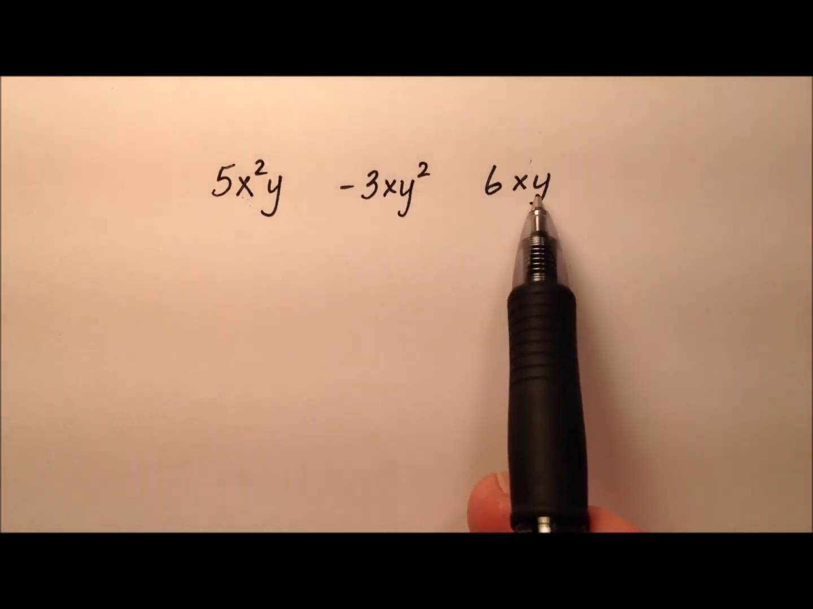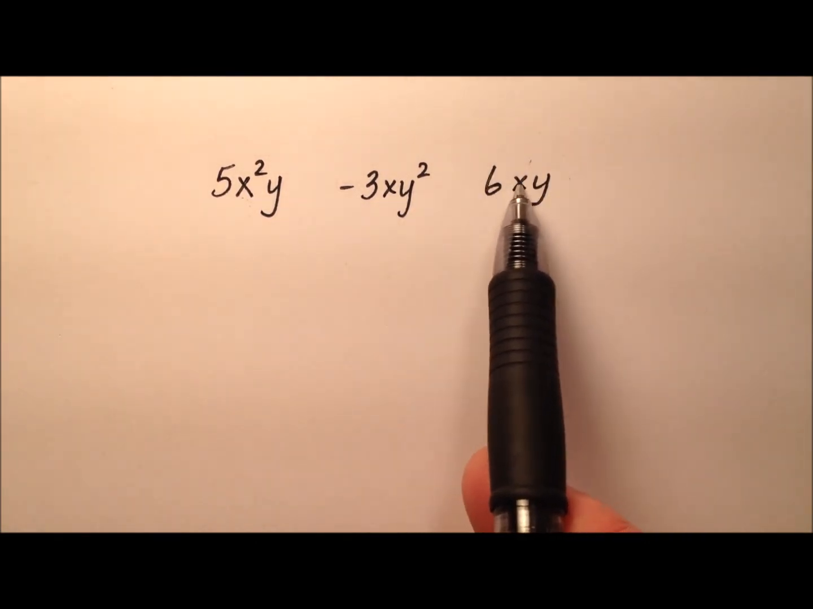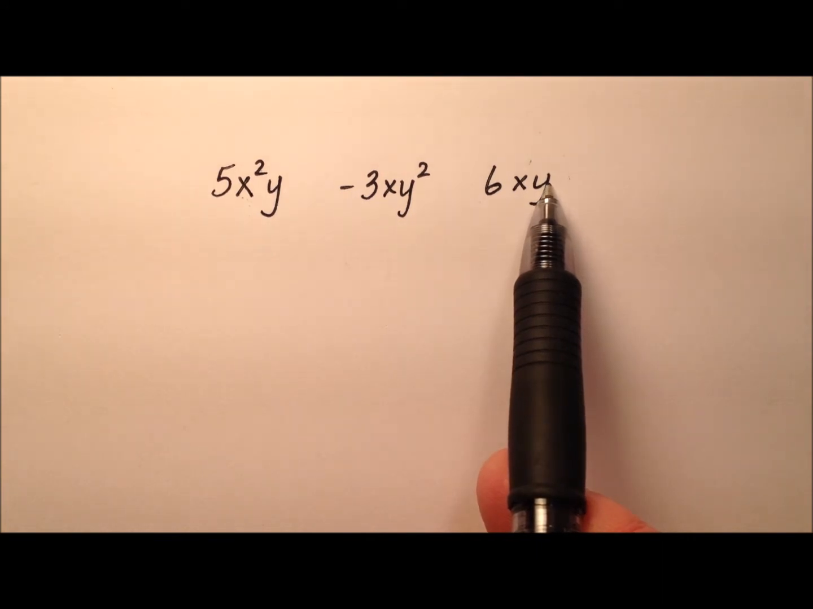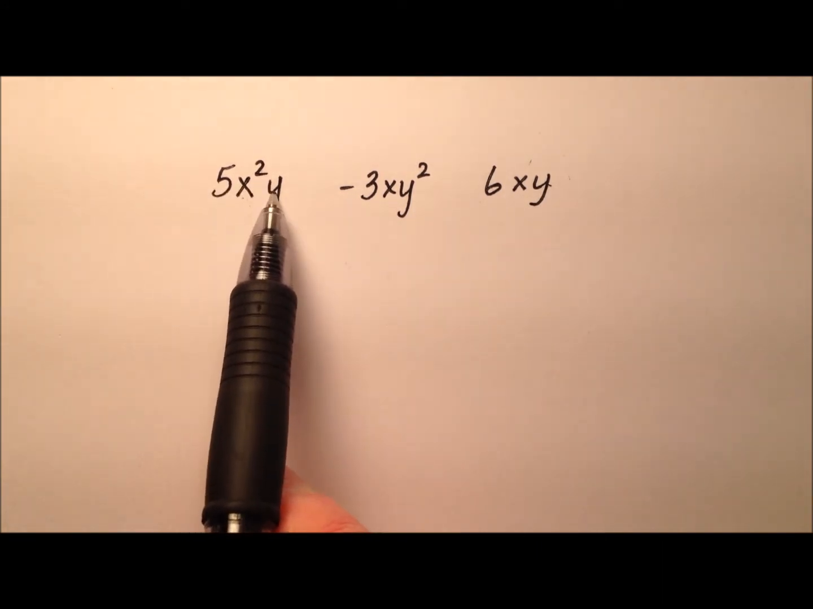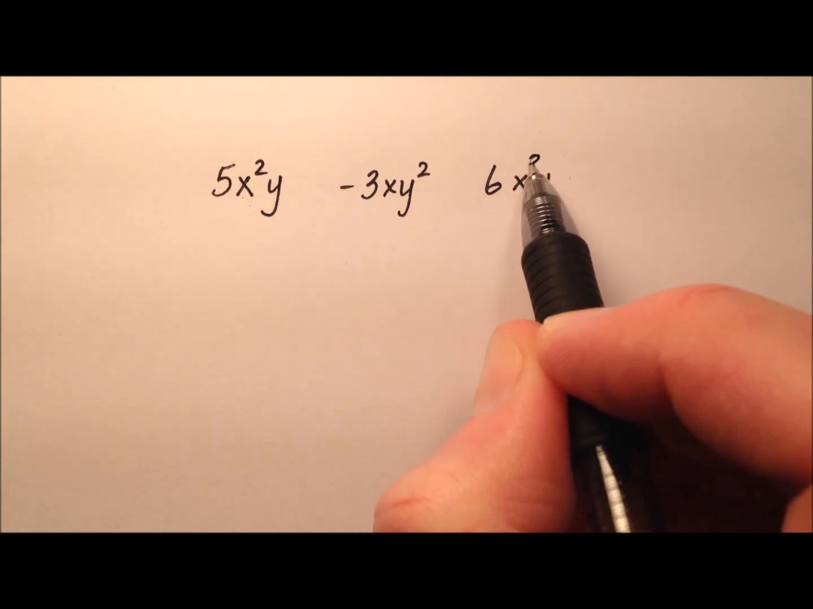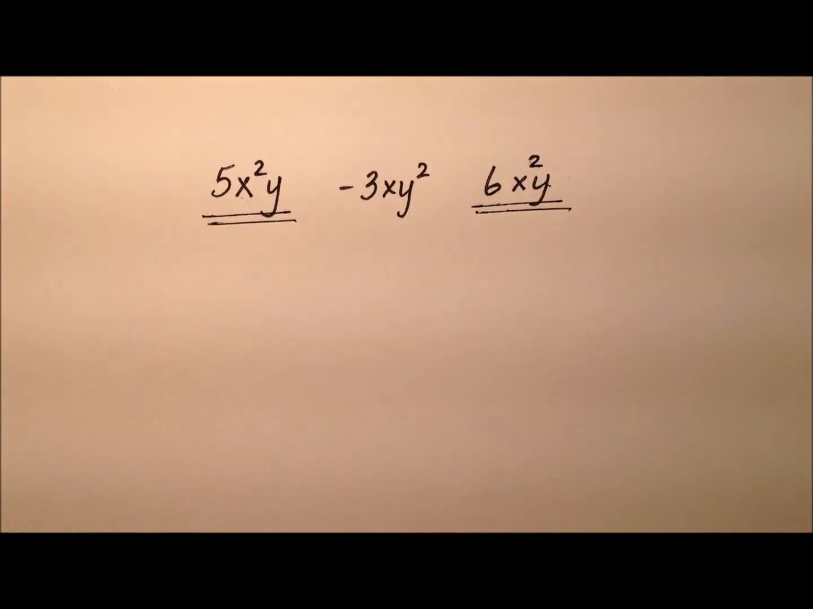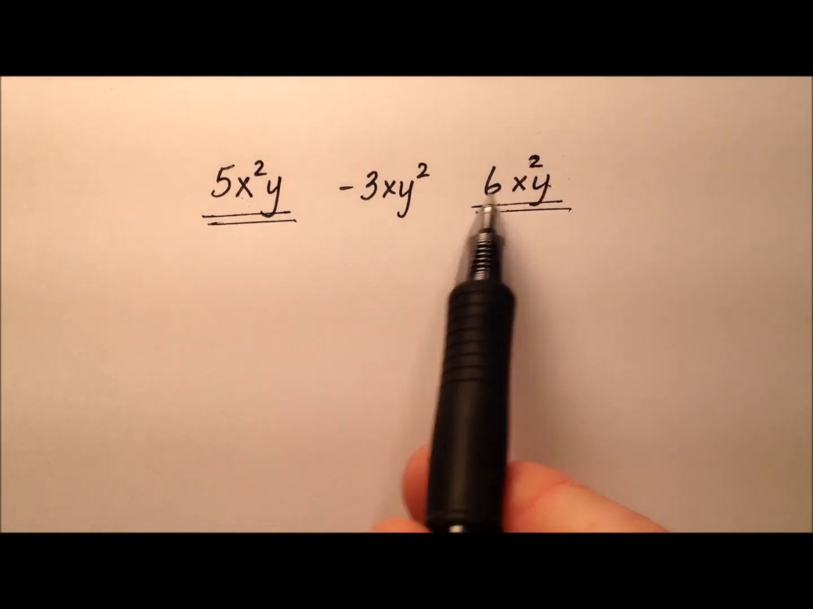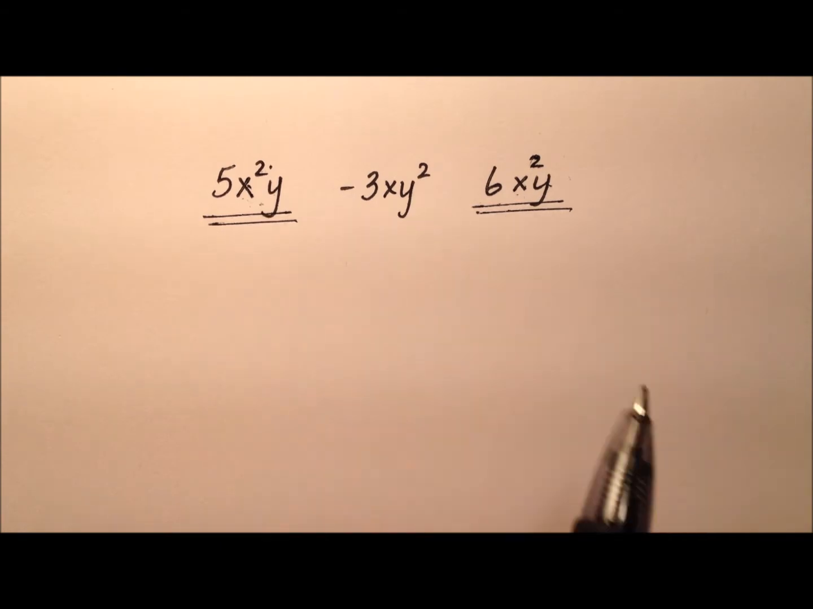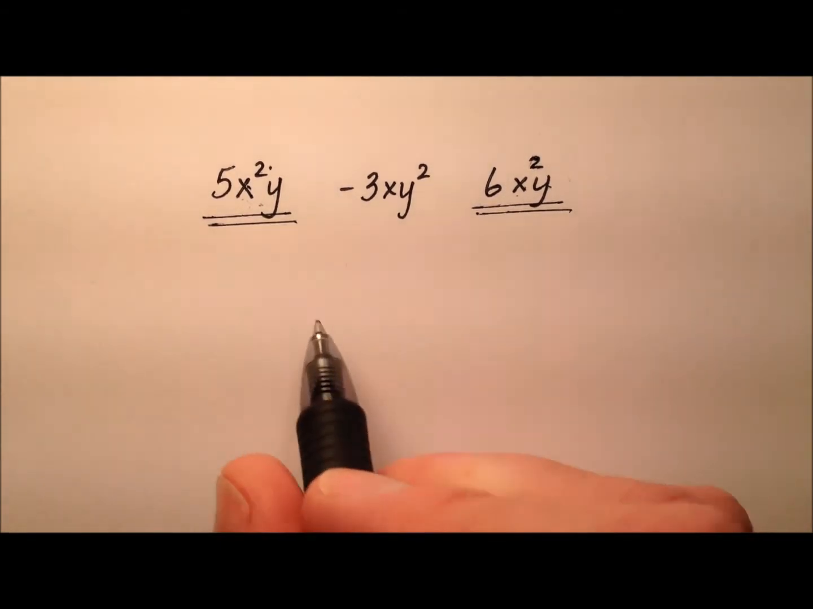So what would I have to do to this last term, this 6xy, to make it a like term of the 5x squared y? Well, you'd have to add a squared right there on the x, and now these two are like terms. They have the same variables and the same exponents on those variables, so x squared and y. Okay, well, let's do a quick example here.